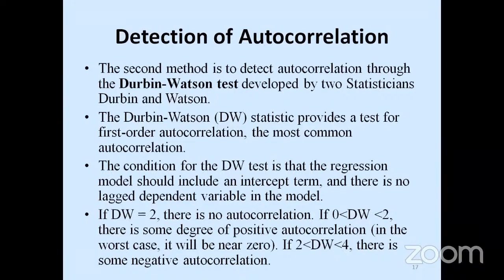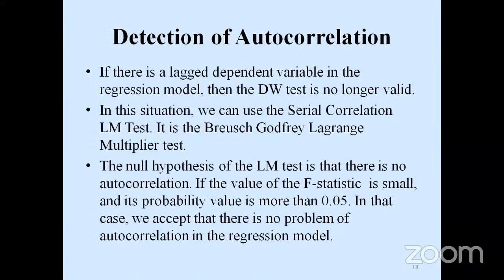So our DW statistic, that is DWT, will give you a very simple way of telling whether autocorrelation is present or not. If DW is 2, then there is no autocorrelation. If it deviates from 2, then some autocorrelation exists. If there is a lagged dependent variable in the regression model, then the DW test is no longer valid. So this is another problem for the DW test.